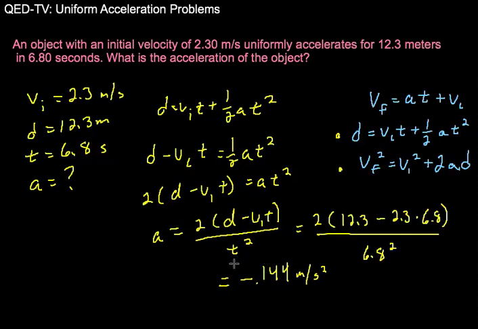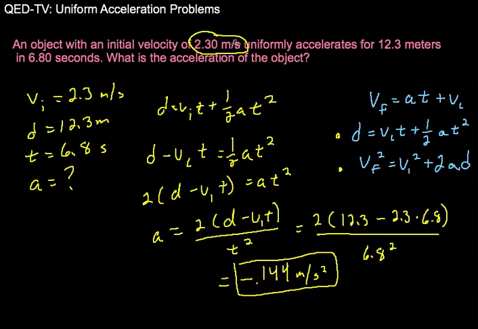Now this might have surprised you, because the question said an object with initial velocity 2.30 meters per second uniformly accelerates. Well, there is uniform acceleration. That's what we have here, but it didn't say in the problem actually whether it's a positive or a negative acceleration. So what we find here is that our velocity up here is positive, and our acceleration is negative. And since the signs are opposite, that means this thing is actually slowing down.